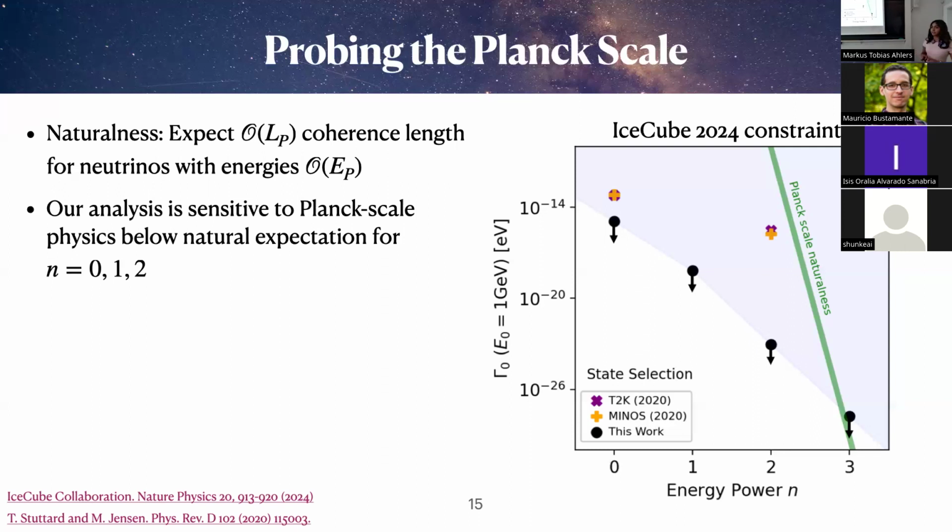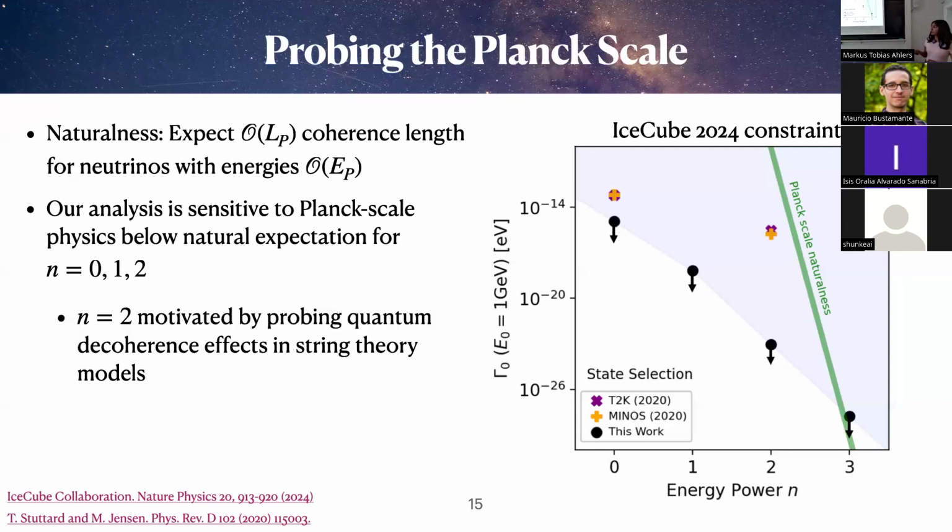So we expect that to be the same with our upper limits as well once we unblind. And n equals 2 in particular is motivated by probing quantum decoherence effects in string theory models. So from a theoretical perspective, n equals 2 is particularly interesting.